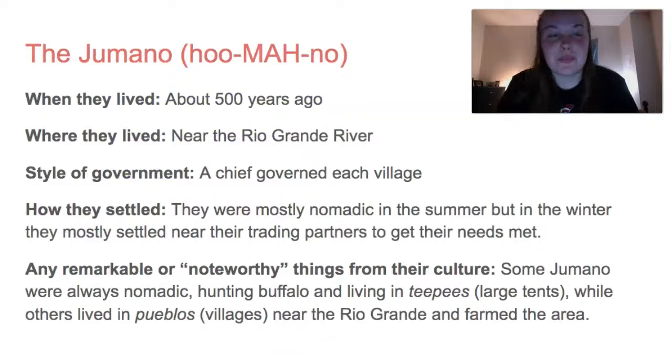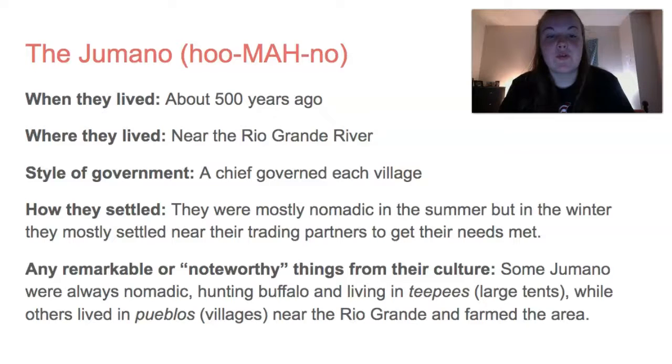So, next one. All right, the Jumano. They lived about 500 years ago near the Rio Grande River, so that is West Texas, kind of near El Paso. Their style of government was that a chief governed each village or pueblo. They were mostly nomadic in the summertime, whenever they were able to hunt buffalo. But in the winter, they settled near their trading partners so that they could get their needs met. The Jumano were kind of the friends to everybody. They made alliances with most Native American groups so that they could trade for food and supplies when they needed it.